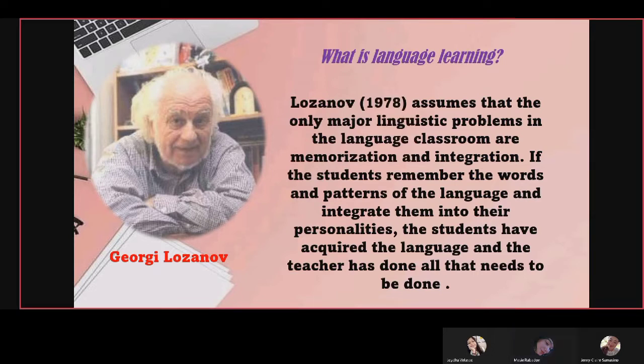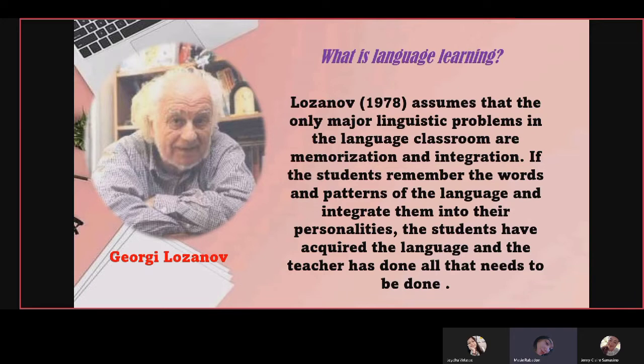What is language learning? The proponent of this method is George Lozanov, 1978. He is a Bulgarian doctor and psychotherapist. Lozanov proposed that his method could accelerate foreign language teaching. So, what is language learning?